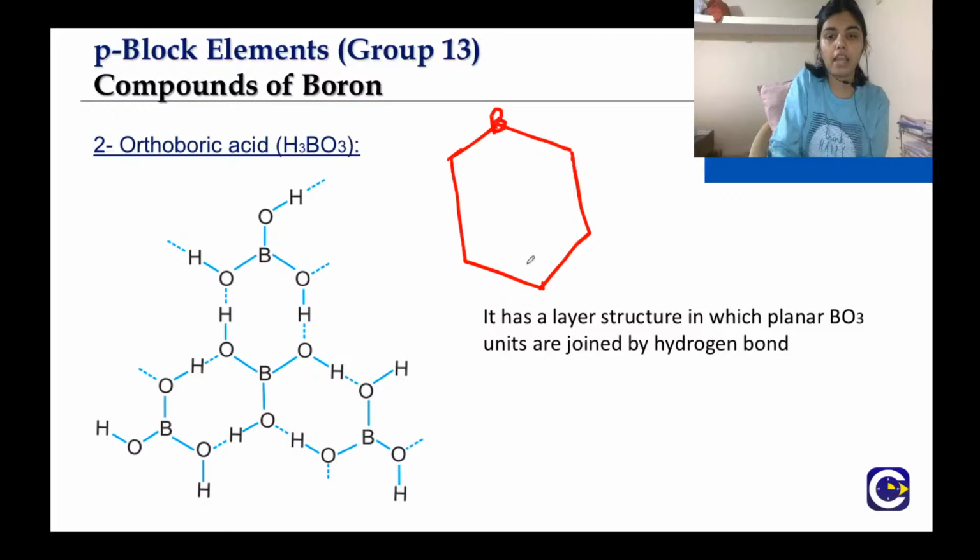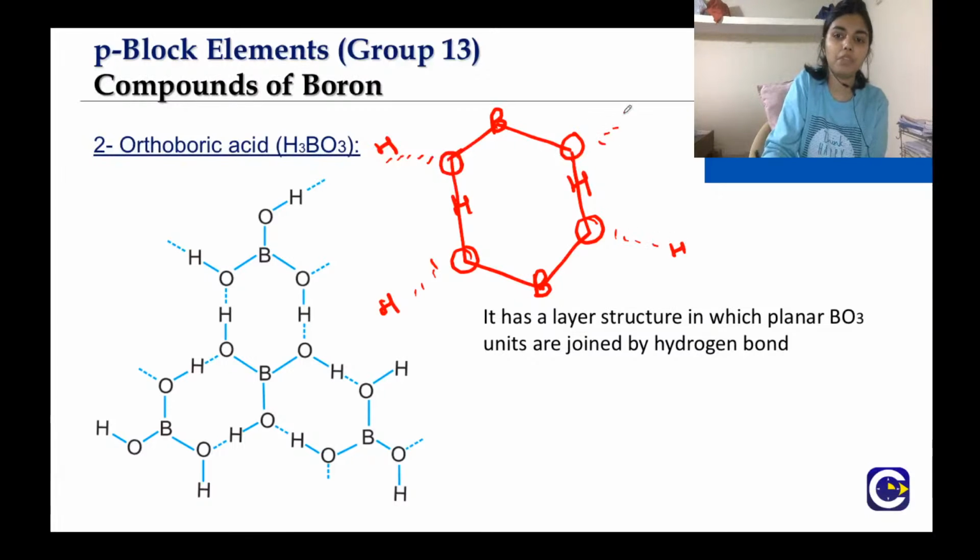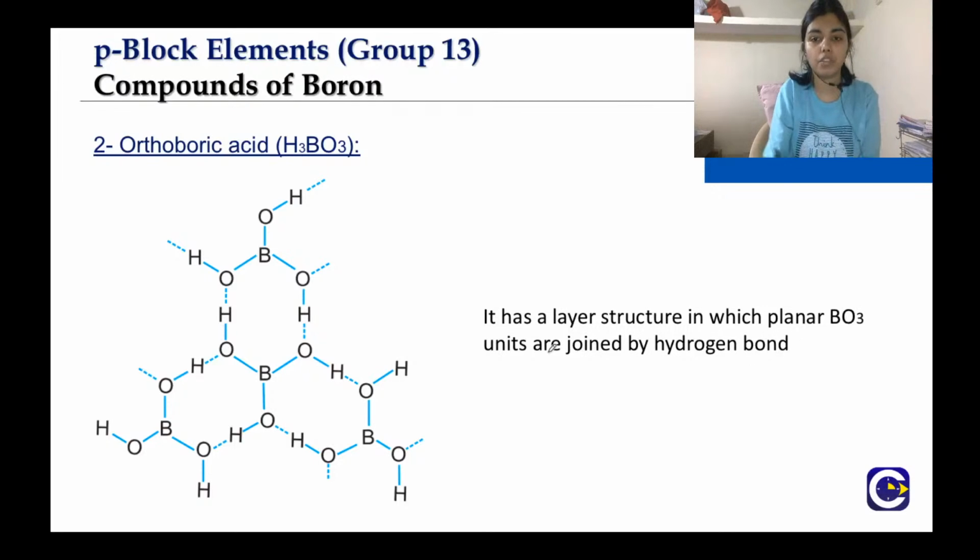So boron and boron here, oxygen, oxygen, oxygen, oxygen, and then hydrogens here, right? And these oxygens are also connected to what? Hydrogens again. So this is a typical unit of what? H3BO3, right? So it has a planar structure. Its structure is formed in the form of a layer, same as that of graphite as we have studied, right? With BO3 units joined by hydrogen bond.